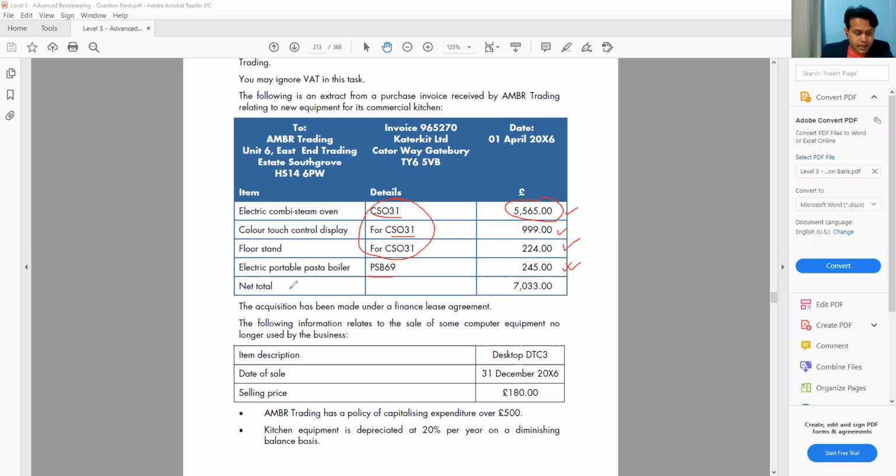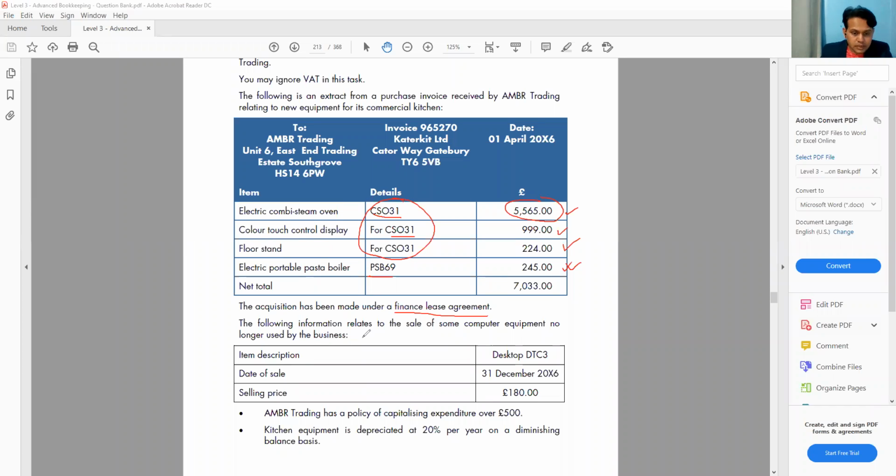The next information we have here is that the acquisition has been made under a finance lease agreement. Very, very important. That means we bought this machine under a finance lease agreement. So we need to know what the funding method was. Now we can tell the funding method was a finance lease agreement, so it's a lease purchase.